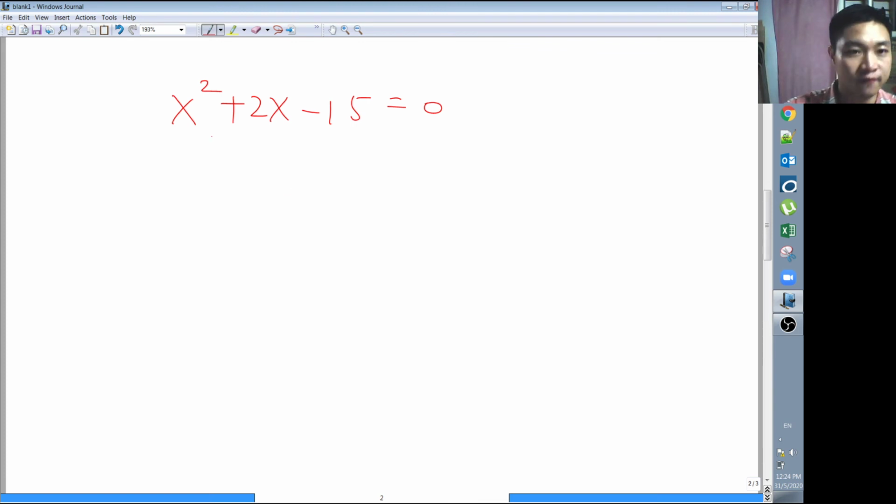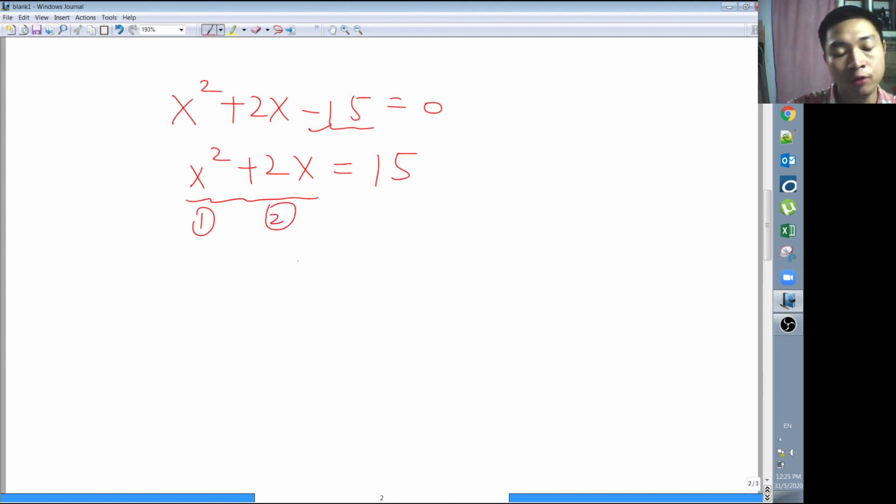The first step is to move your constant term, which is here, minus 15, to the right hand side. Once you move your minus 15 to the right hand side, you get plus 15. The next step is you need to introduce one more term, because right here you have two terms. You need to introduce one more term to the left hand side, such that you can complete the square for the left hand side to get this format.